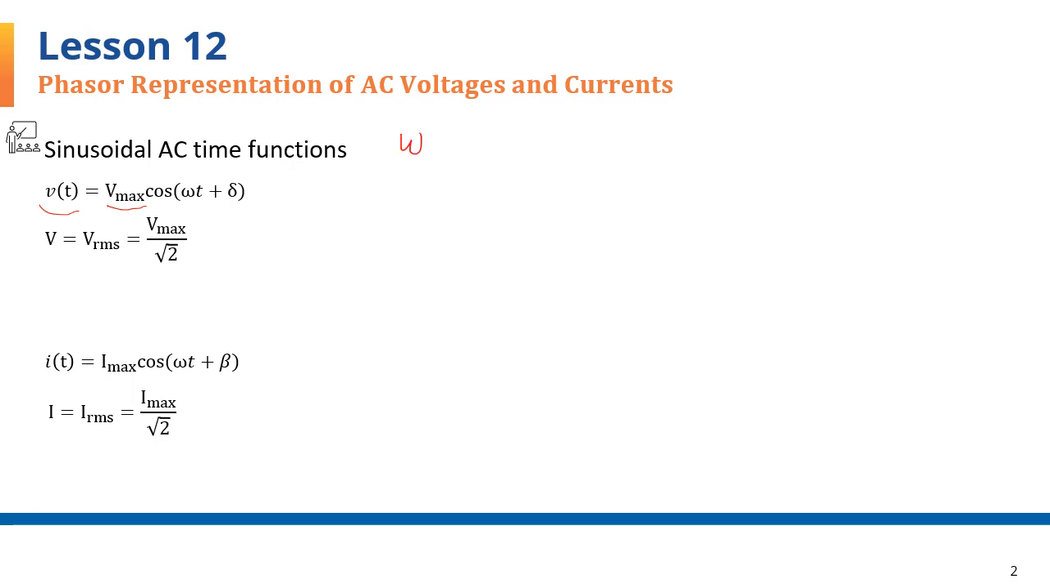Omega, which is the angular frequency, is written out as 2 pi times f, the frequency. F is the ordinary frequency, which is 60 Hertz for American system. And delta is the phase angle, written either in degrees or radians, as long as we keep track of the unit we have used. The same argument goes for the current equation.